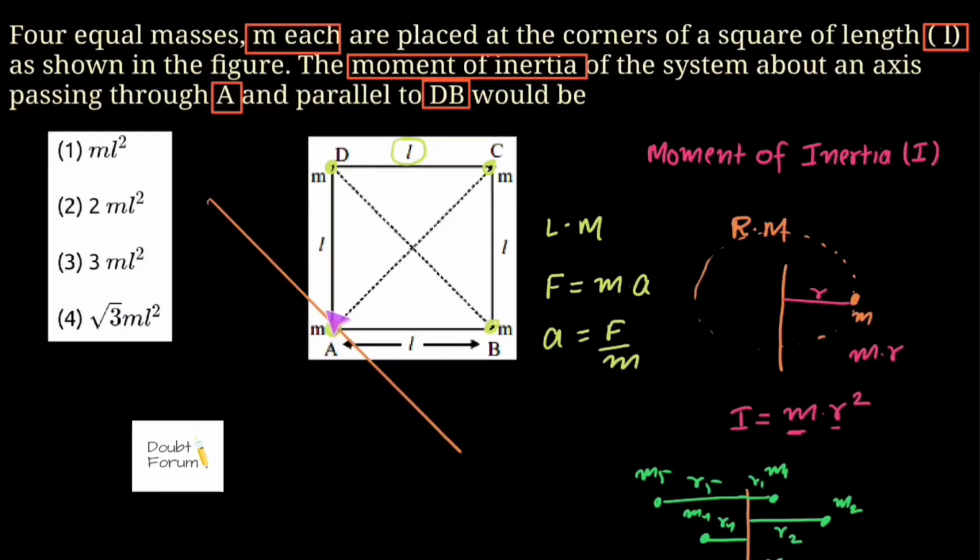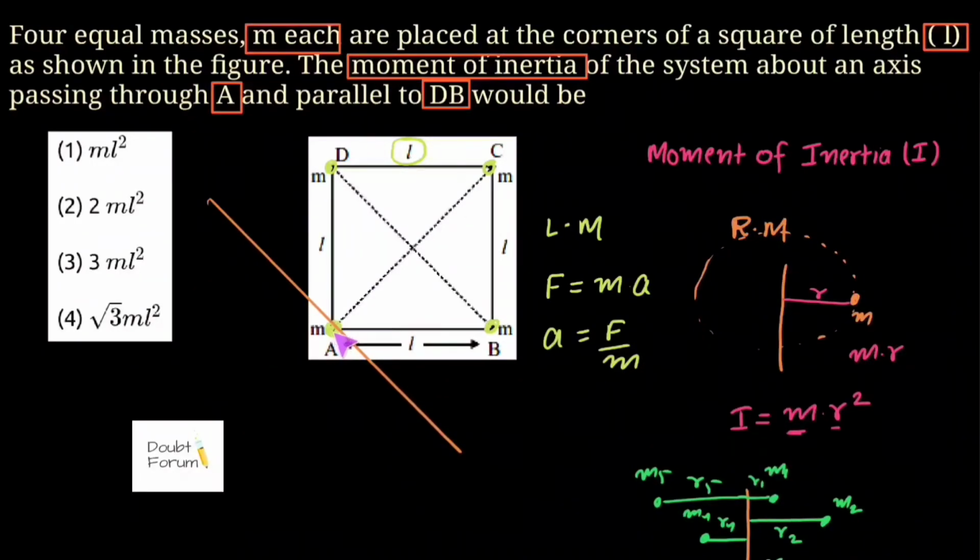So we have to find out the moment of inertia of this object about this axis. To find the moment of inertia, two things are required. The first is the mass of that object. The second is the perpendicular distance from the axis of rotation. The mass of each object is given as m. All we need to do is find the distance from the axis of rotation.